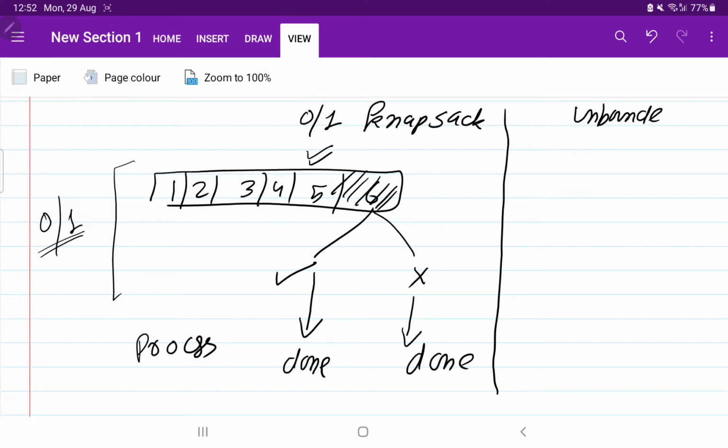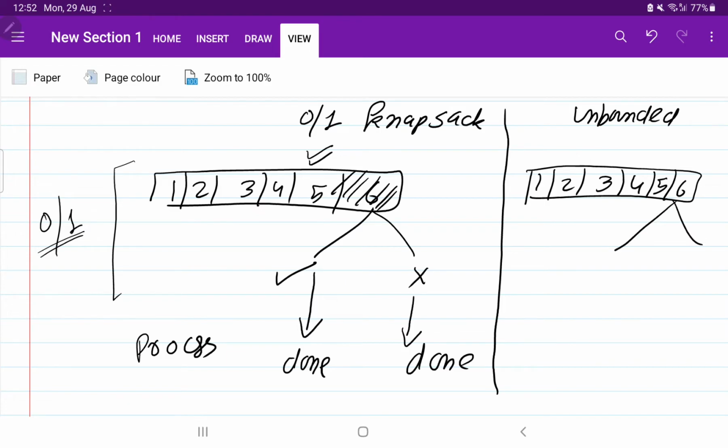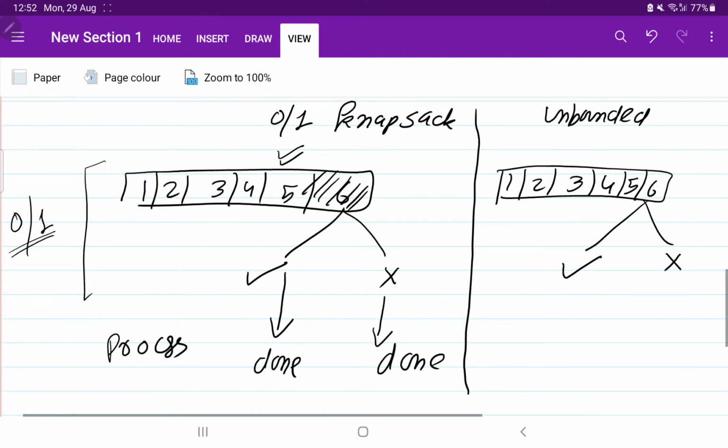Unbounded. So what is the difference between these two? Suppose the array is given: 1, 2, 3, 4, 5 and 6. Here also we have two choices, either take it or leave it. Correct? So if you have decided that I am not going to take 6, it means processing is done. But if you have taken the decision that I can take 6, it means you can process it again.